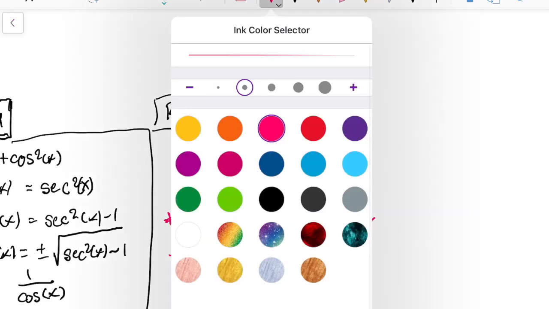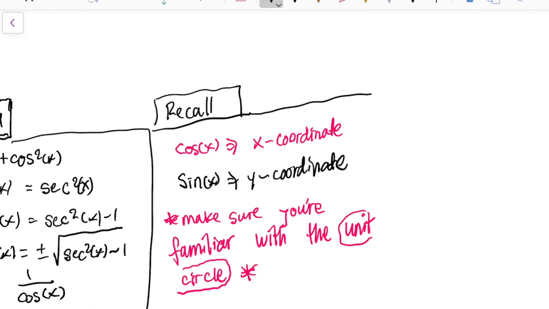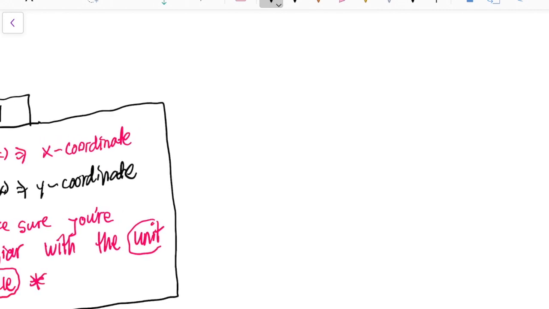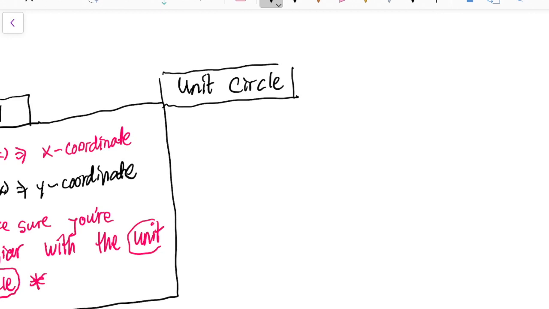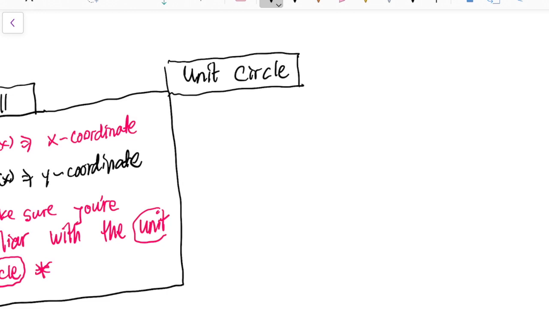Okay, so moving on. Then with all these in mind, let's go to the unit circle. By the way, if I'm going too fast, feel free to just pause the video and write down whatever notes you want to take down. So this is the unit circle, and I will be showing you guys what the unit circle is.